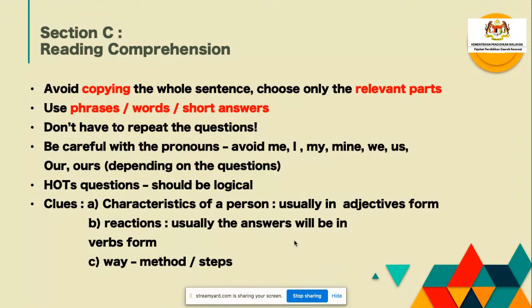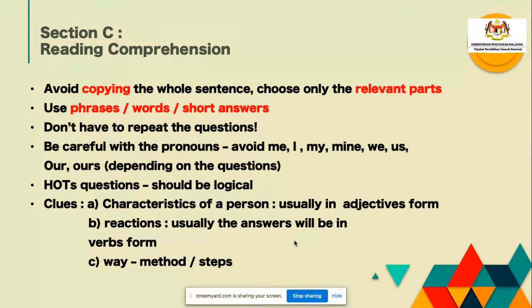The next one that you need to remember is you don't have to repeat the questions in your answer. Sometimes there are students who like to repeat the questions in their answers. No, you don't have to do that. If the question is asking who is the person in the car, you don't have to say "the person in the car is Ali." No, you just give us Ali. That's it. This is my advice. Do not waste time on copying the questions again. Just give what is needed, what is asked.